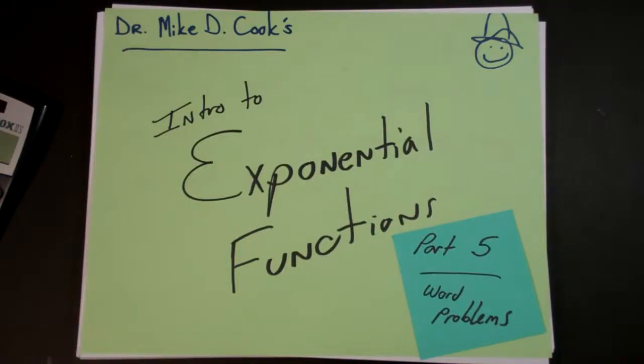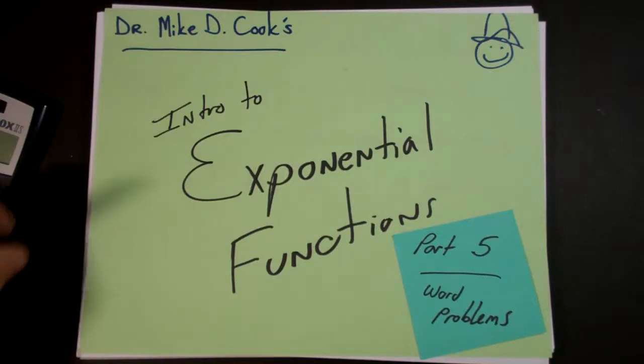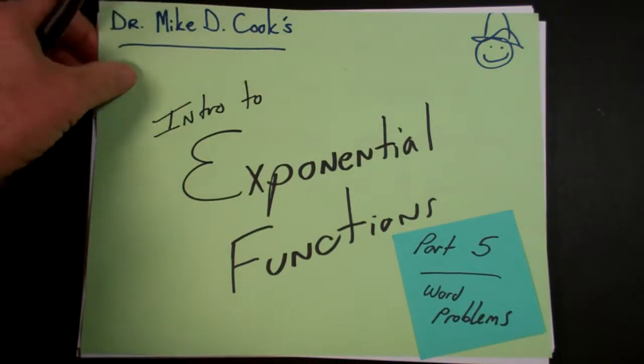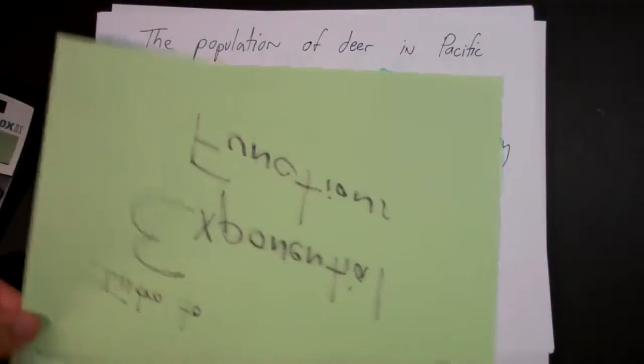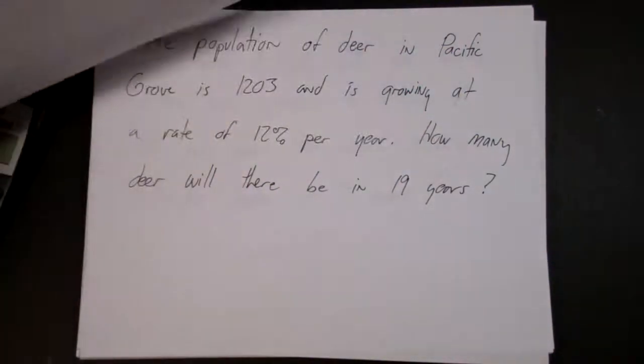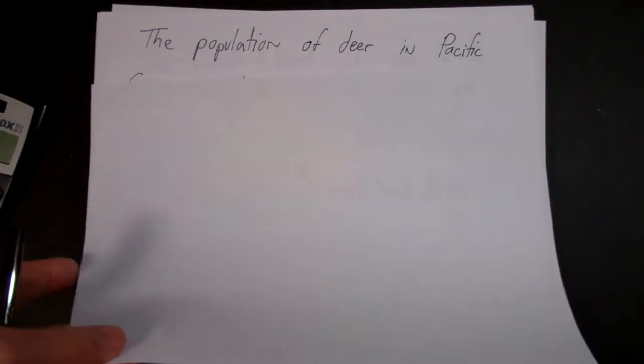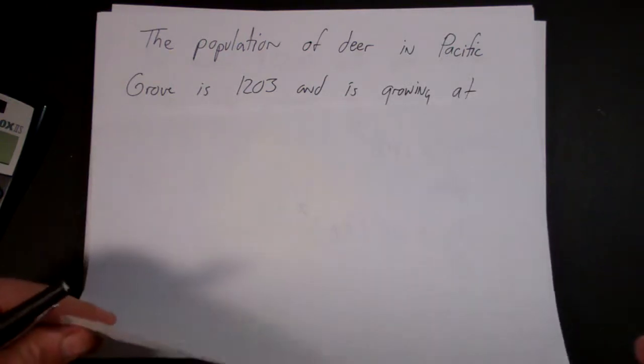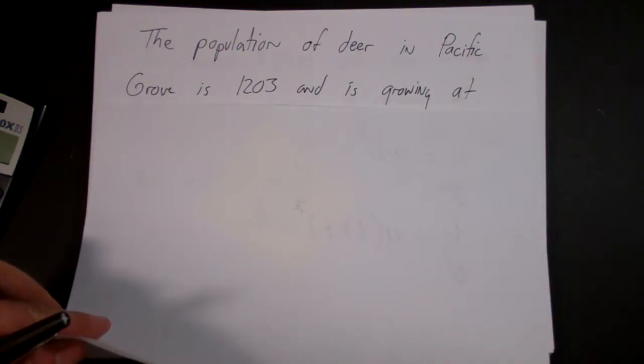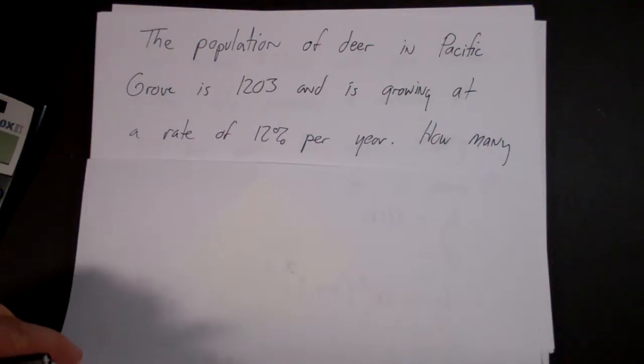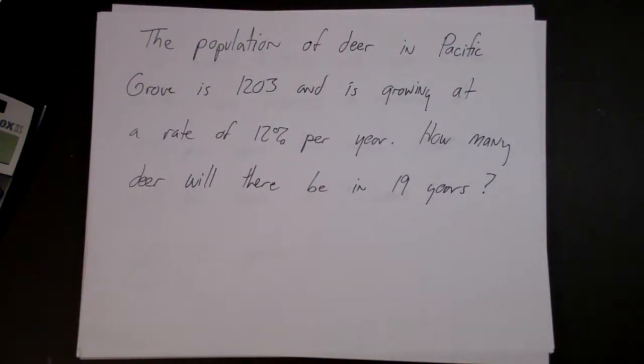This is the fifth in a series of videos on Introduction to Exponential Functions, and in this one we're going to look at a couple of word problems. So for the first problem, let's look at the situation that we have locally, and that is the population of deer in Pacific Grove is 1,203, and it's growing at a growth rate of 12% per year. And the question is, how many deer will there be in 19 years?